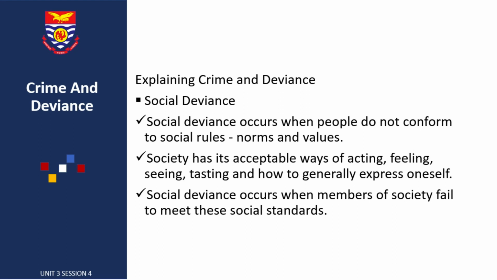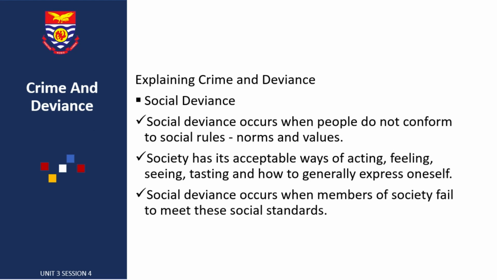What is social deviance? Social deviance occurs when people do not conform to the social rules, norms, and values. Society has its acceptable way of acting, feeling, seeing, tasting, and how to generate an expression. Social deviance occurs when members of the society fail to meet these social standards.